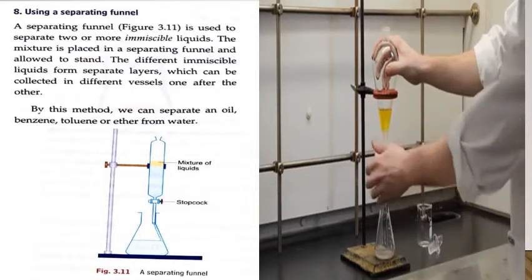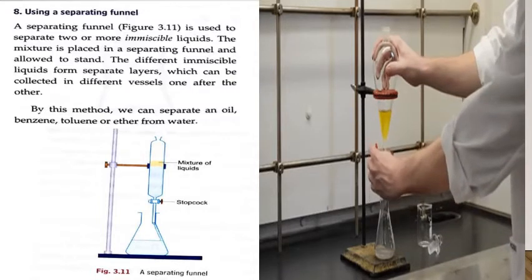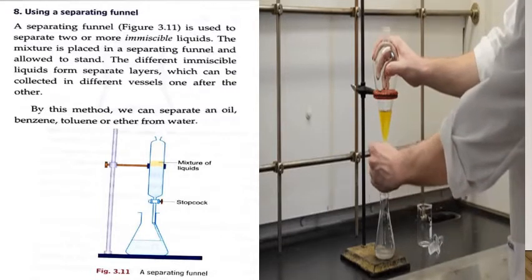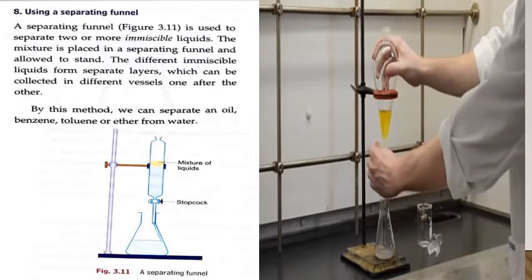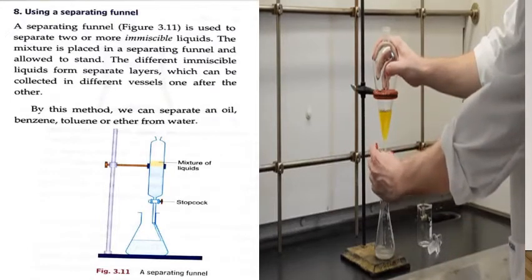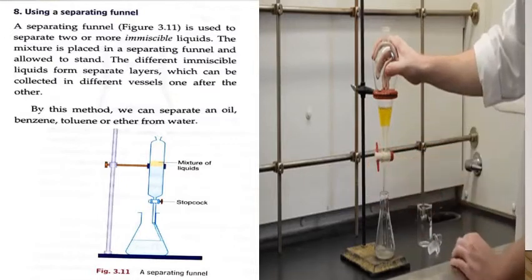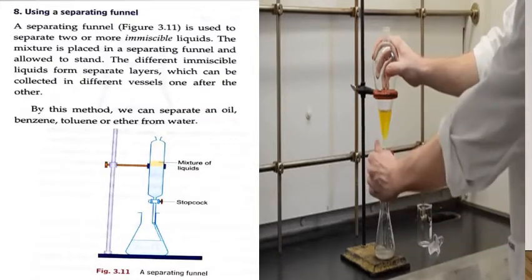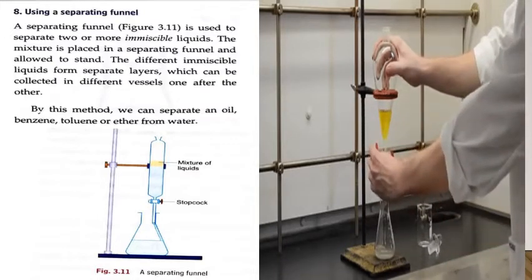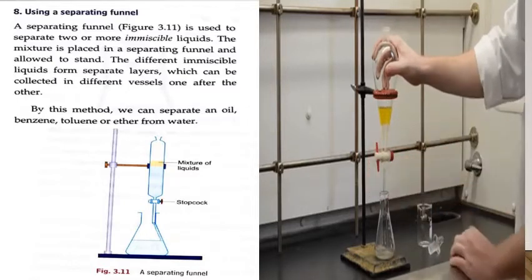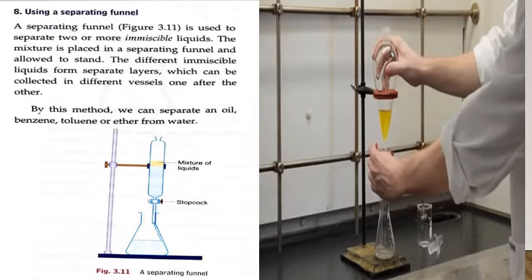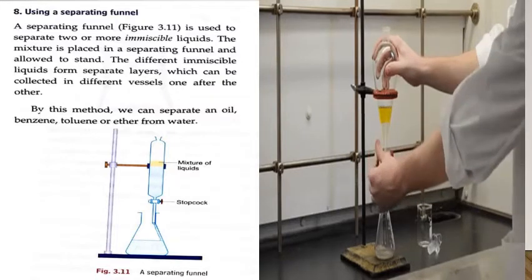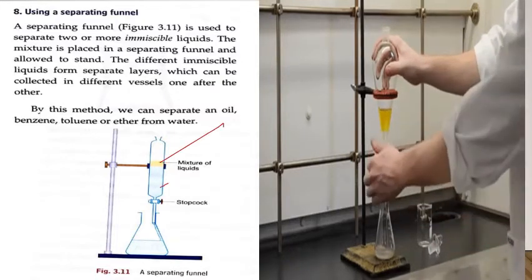By this method, we can separate an oil, benzene, toluene or ether from water because they will not mix with water. We can start by adding oil in water. We know that oil and water will not mix. Oil will form a different layer and the water will form a different layer. So imagine that in this separating funnel you have added oil and water. So this layer is of oil and this is of water.